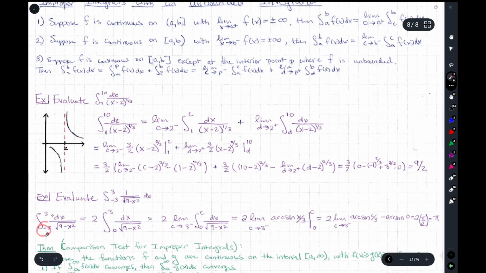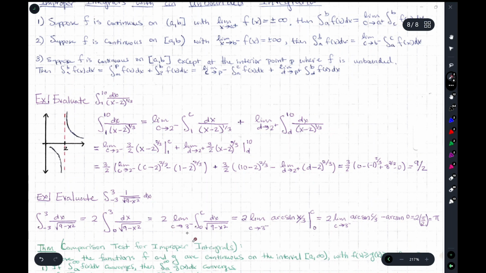Here it's -3 to 3. And here the offending terms are the right and left endpoints, okay? Both of them have unbounded behavior there. So if you put a -3 there, you're going to get a 0 on the bottom. Or if you put a 3, you're going to get a 0 on the bottom. Okay, but this is a symmetric function about the y-axis, and so you could multiply by 2 and take the integral from 0 to 3.